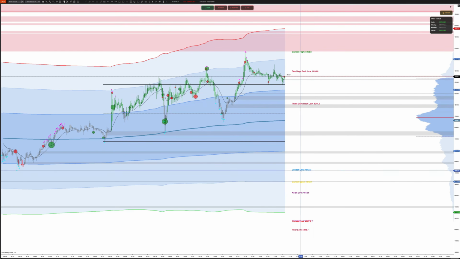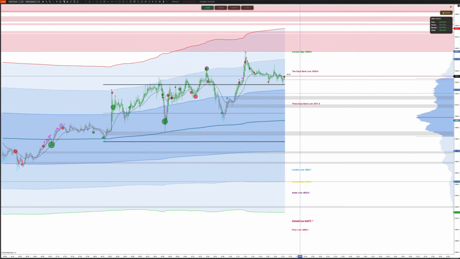We've got our overnight session highs and lows. So we've got the London high and low, the Asian session high and low, as well as just our standard overnight high and low, which would be the highest and lowest point between when the market opened yesterday and our regular trading hours today. So all of this is available to you.